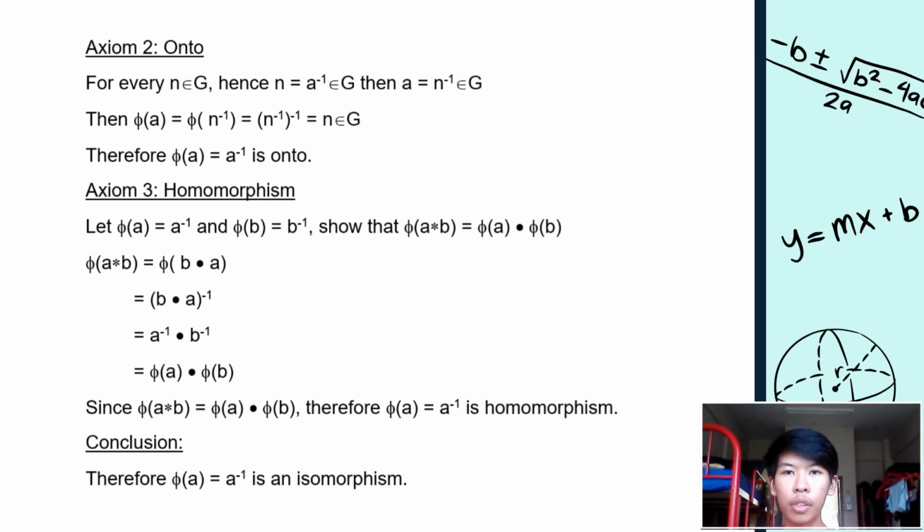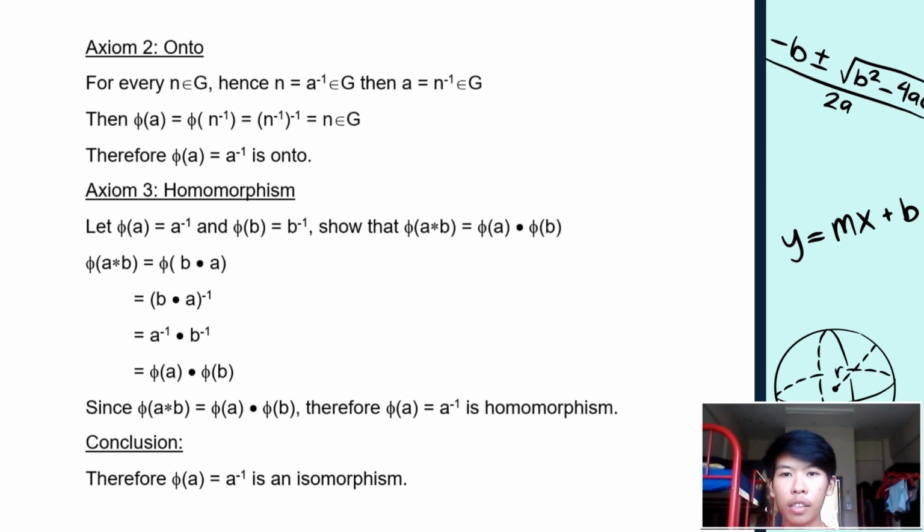Next, we move to the second axiom, that is onto. For every n element of G, hence n equals A inverse element of G, then A equals n inverse element of G. Then phi A equals phi n inverse equals n inverse inverse equals n element of G. Therefore, phi A equals A inverse is onto.